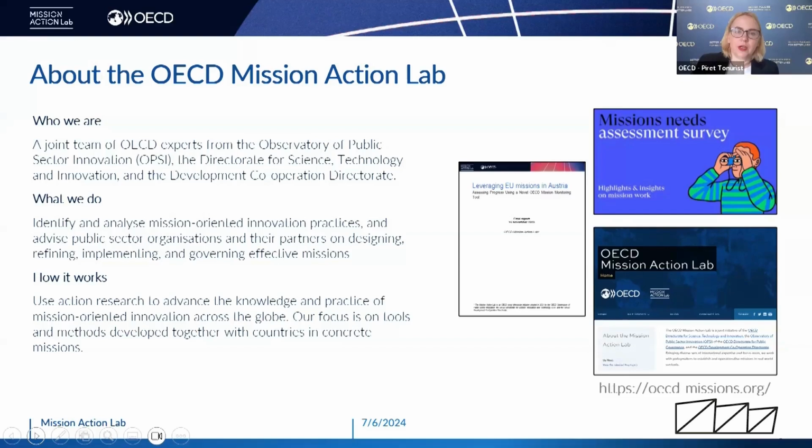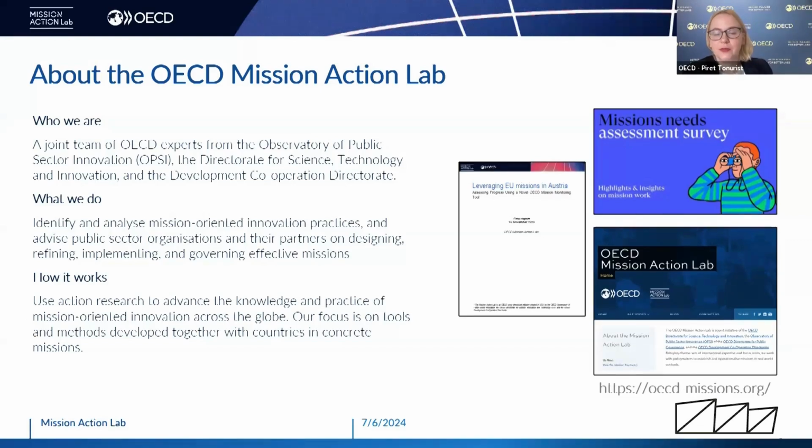What we do at the lab is we have a three-part orientation. As a traditional OECD body, we do analysis on the state of the art of mission-oriented approaches, so we do our own research. But as this is an emerging field, we also do quite a lot of action research. At the OECD Mission Action Lab, we are a joint team that crosses different directorates: the Directorate of Governance, the Directorate of Science, Technology and Innovation, and the Development Cooperation Directorate. So we are working across three different functions.